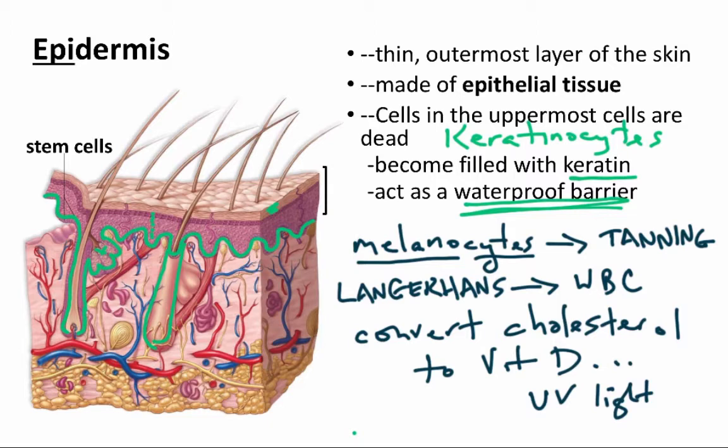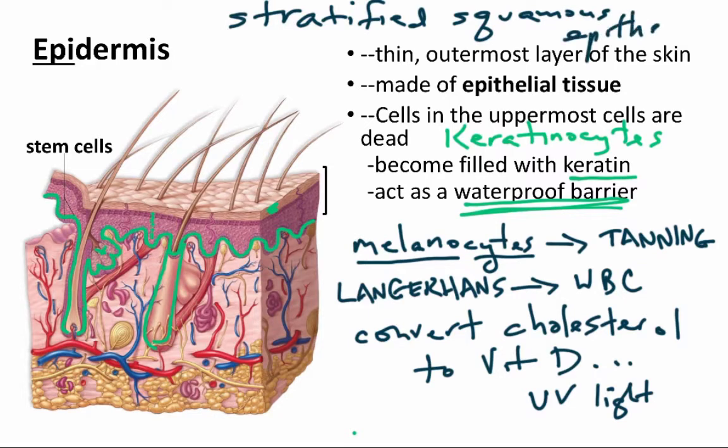The epidermis is made of a tissue called stratified squamous epithelium. So I'm going to unpack that just a tiny bit. Stratified, the word strata means layered. So when you have more than one layer of cells, we say it's stratified. The shape of this upper layer of cells is squamous. They're nice and flat. And we always label epithelial tissue based on the uppermost layer.